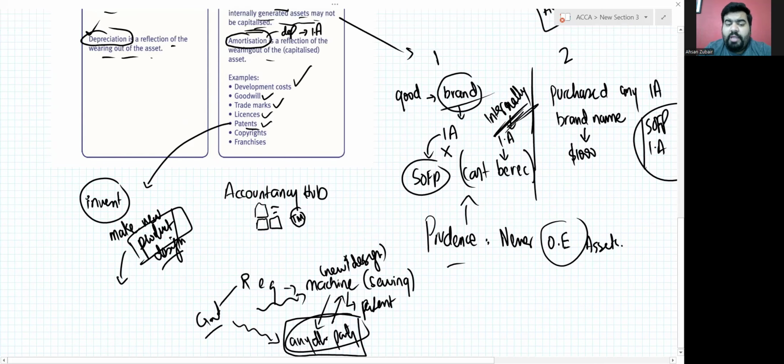Patent is obviously the approval, you can say, or the license type, that another party can't use. Only it's your own product. That is also an intangible asset.